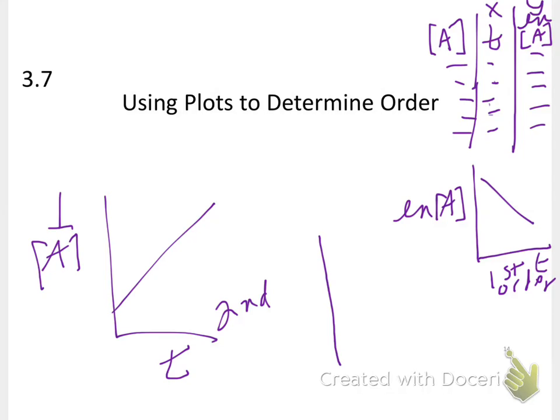And of course it's possible, although less likely, that I could have a zeroth order, and that would be where I plot the concentration versus time, and I get a straight line with a negative slope. Okay, so sometimes this is the approach that is used to find the order of a reaction, and all of these methods also reveal what k is, because k is going to be either the slope or the negative of the slope.